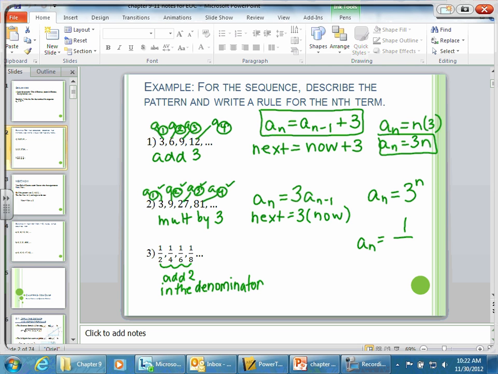Well, I always have 1 in the numerator. And then what about the denominator? Do I want 2 to the n? 2 to the first be 2. 2 squared, well that's 4. 2 cubed, is that 6? Nope, so you don't want 2 to the n. So if I have a constant difference, that tells me that I have a slope of 2. So it'd be 2 times n.